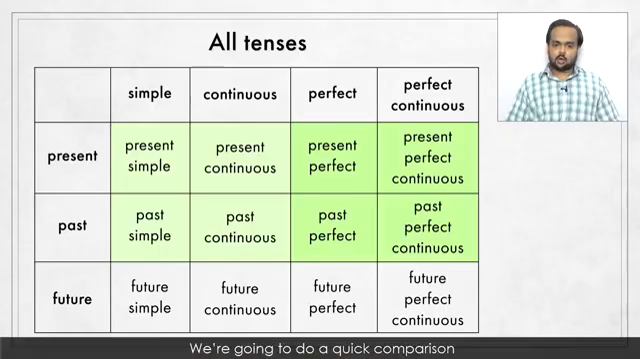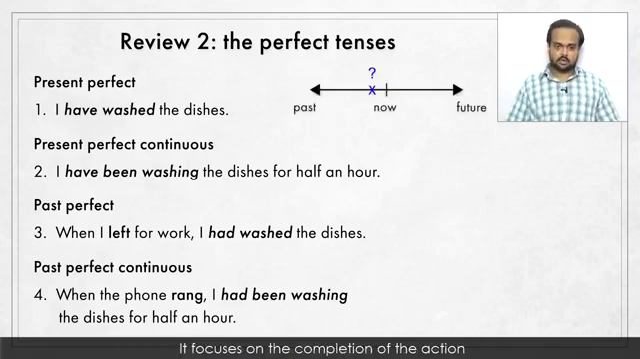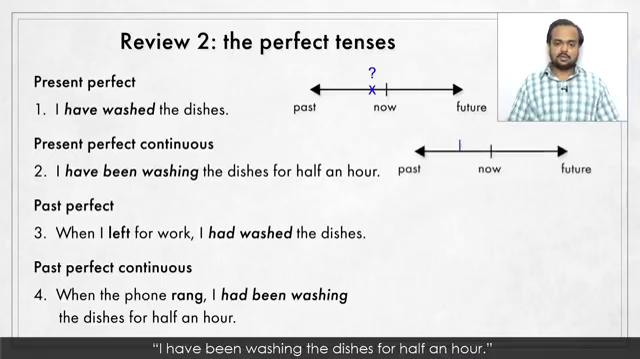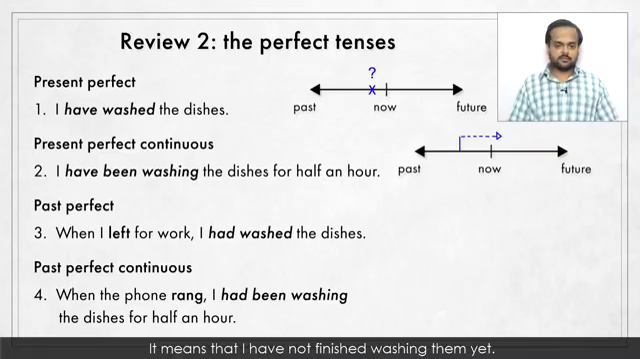We're going to do a quick comparison of the 4 perfect tenses we've looked at so far. I have washed the dishes is in the present perfect tense. It focuses on the completion of the action and doesn't mention the exact time. But you understand that I finished washing the dishes maybe just a few minutes ago. I have been washing the dishes for half an hour is in the present perfect continuous tense. It means that I have not finished washing them yet. I started half an hour ago and I'm still doing it.